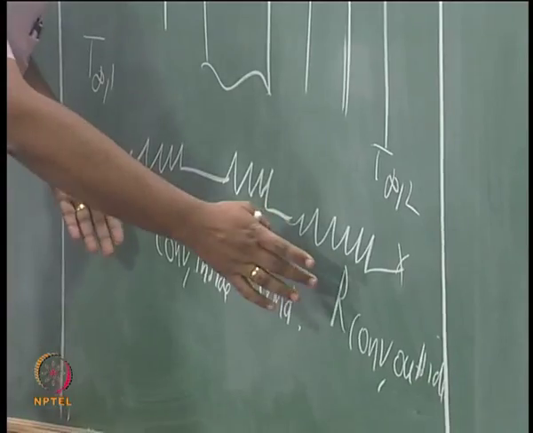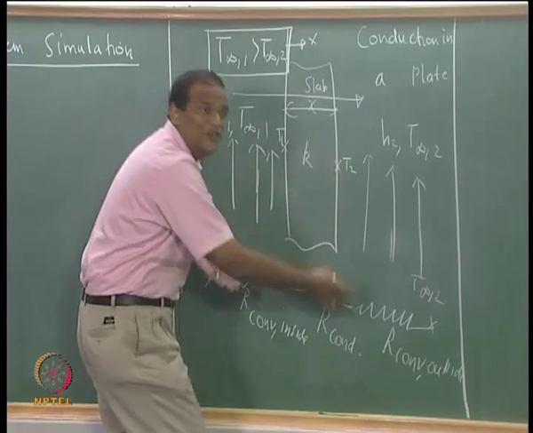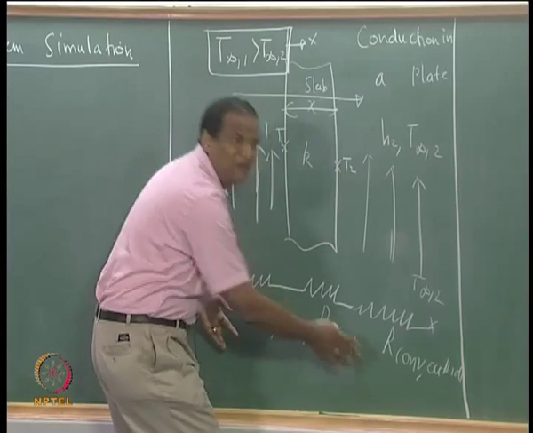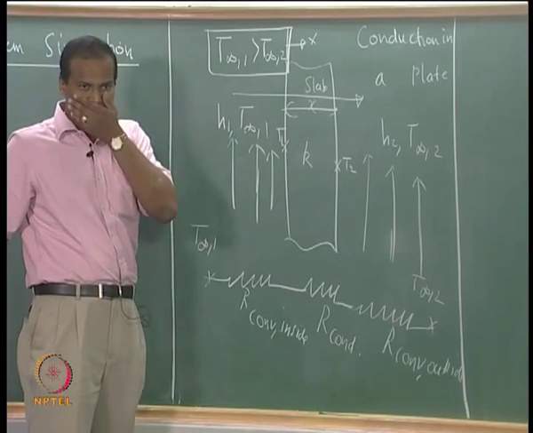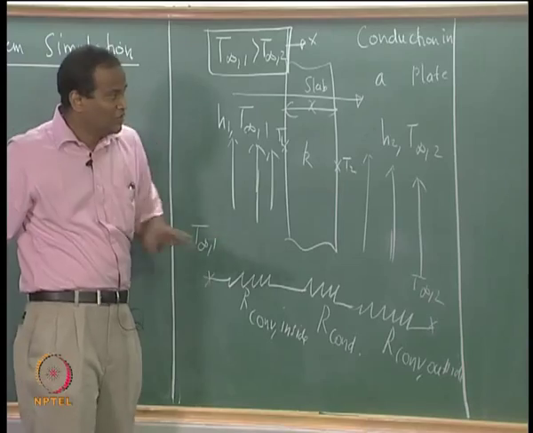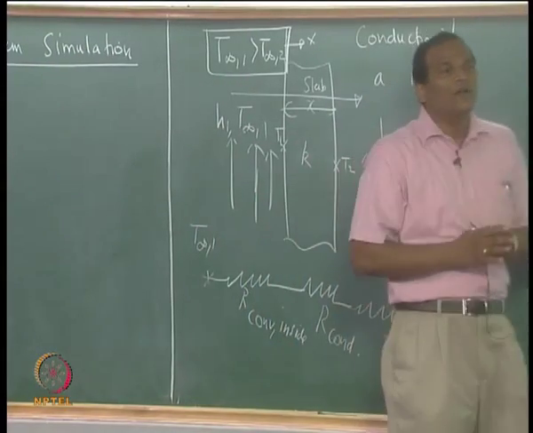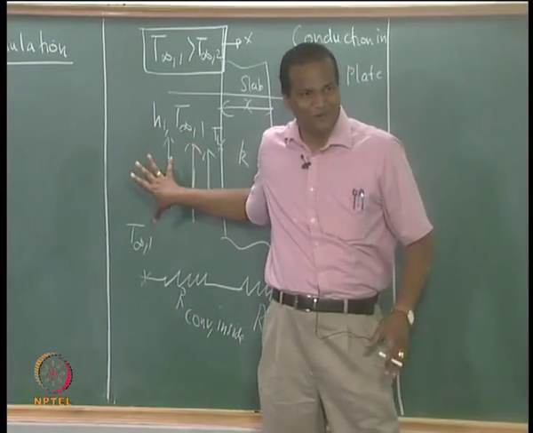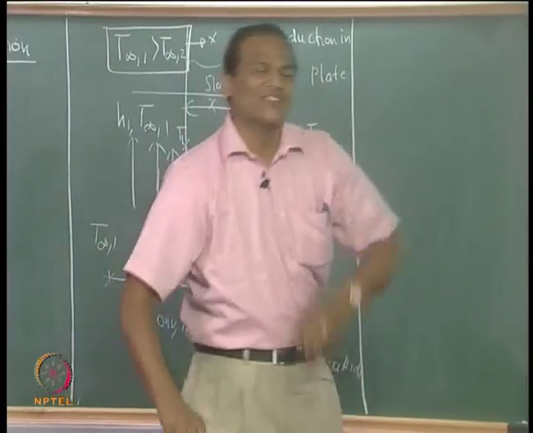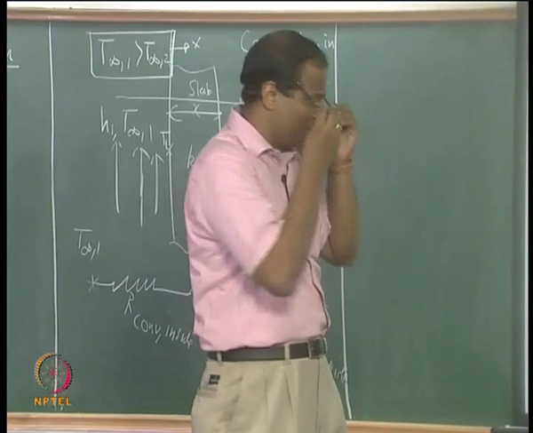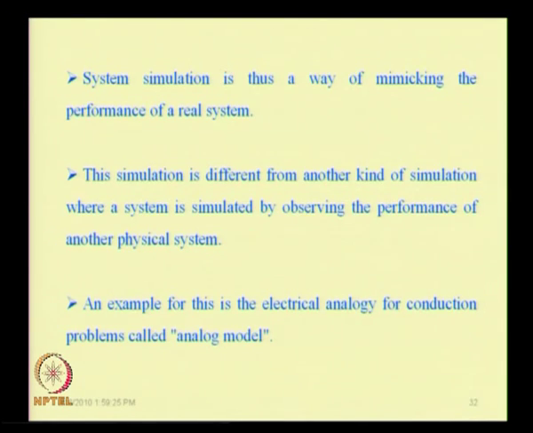This is also a model of this system. This is called the electrical analog model. It is the electrical model, that is, the flow of heat is analogous to the flow of electricity. What I am trying to say is, I am not talking about this. We have talked about that in ME3170 or whatever. So an example for this is the electrical analogy for conduction, which is called the analog model, and that is what we are not talking about.